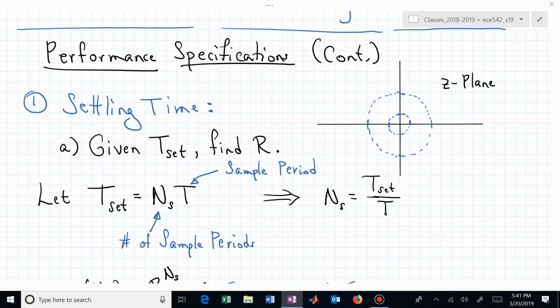Let's continue performance specification material from where we left off last time. We have the three specifications. We have the settling time spec, we have the percent overshoot specification, and then we have the peak time specification. Three different time domain specifications.